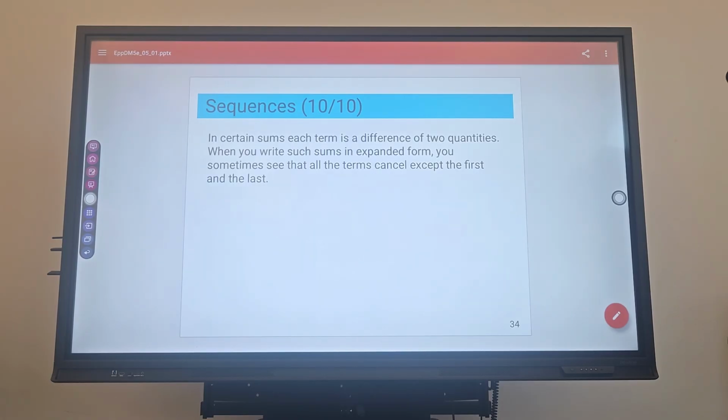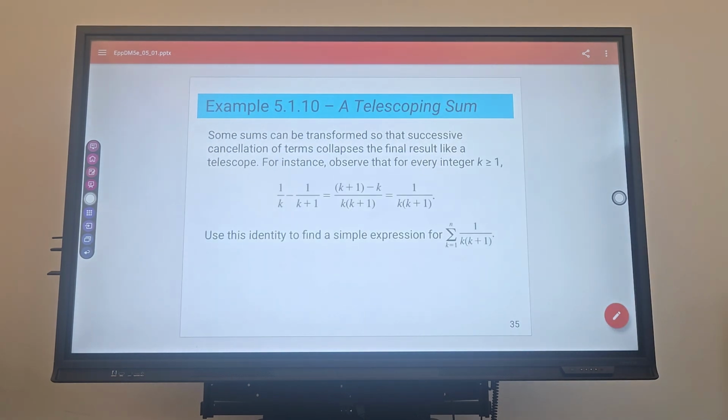In certain sums, each term is a difference of two quantities. When you write such terms in expanded form, you sometimes see that all the terms cancel except the first and last terms. This cancellation of terms collapses the final result like a telescope. For example, observe that 1 over k minus 1 over k plus 1 is equal to 1 over k times k plus 1.